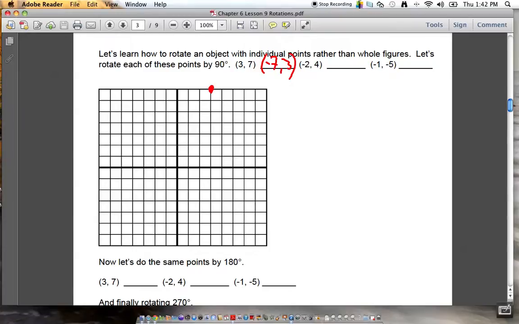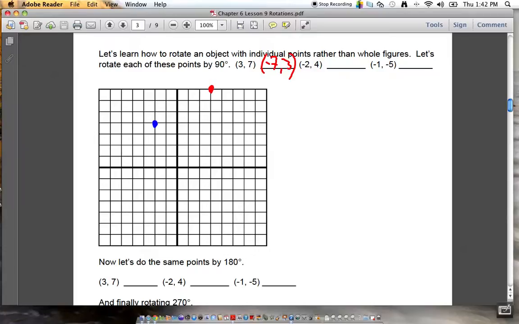Now, everybody go mark -2, 4. Mark that on the page. -2, 4. Everybody mark that point. Now, turn your paper 90 degrees again. Mark -2, 4. Turn your paper 90 degrees. 90 only, not 180. What would be the coordinates of the new point?